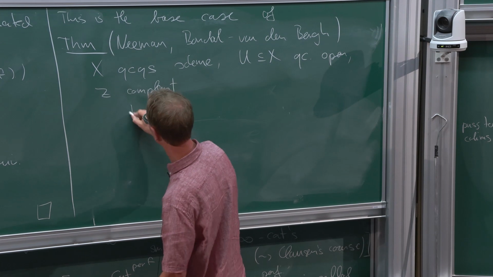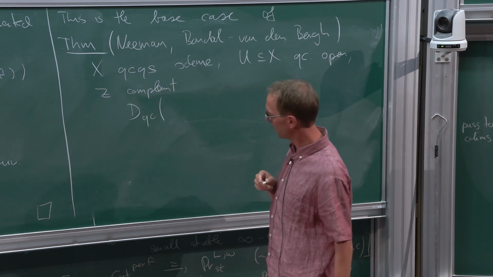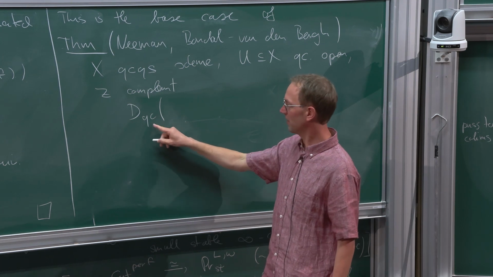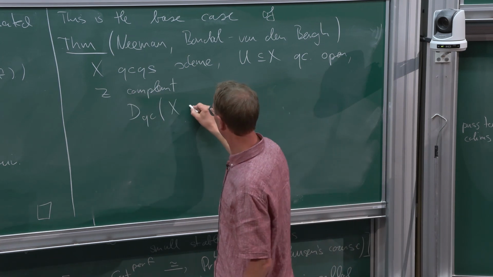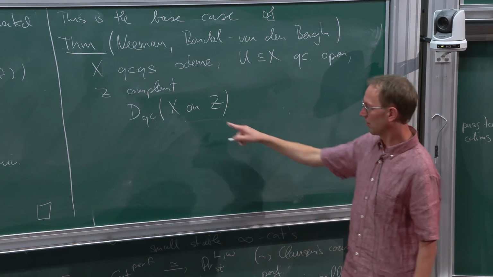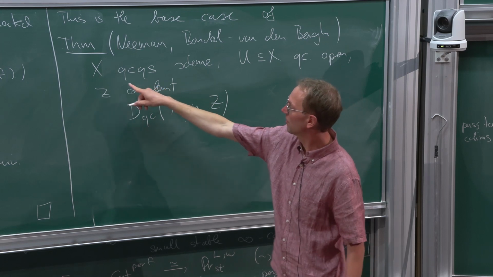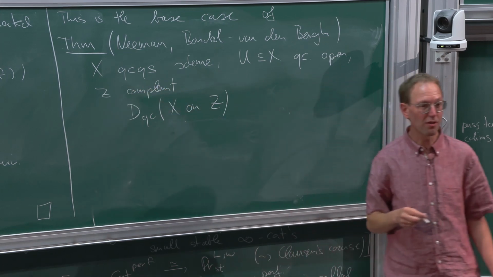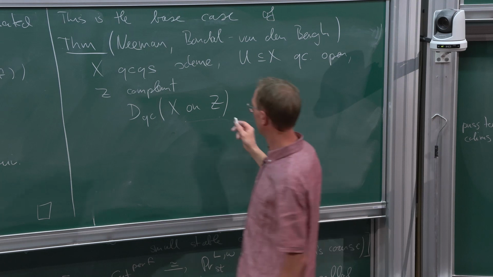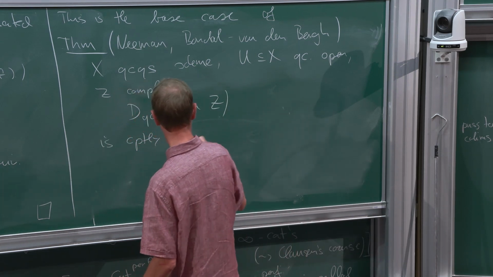then the statement is that all these fibers that appear, so you look now at the derived infinity category of quasi-coherent sheaves on X, which are supported on this closed subset Z. So this is by definition just the kernel of the map from D_qc of X to D_qc of U, and all these are compactly generated. So this is compactly generated.